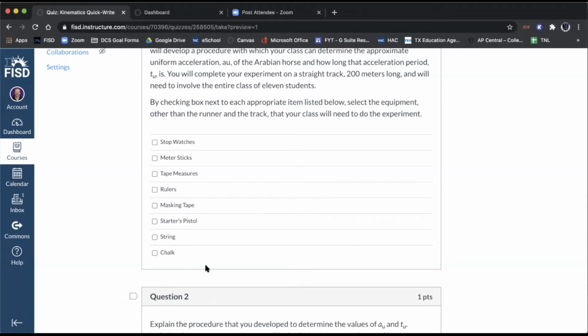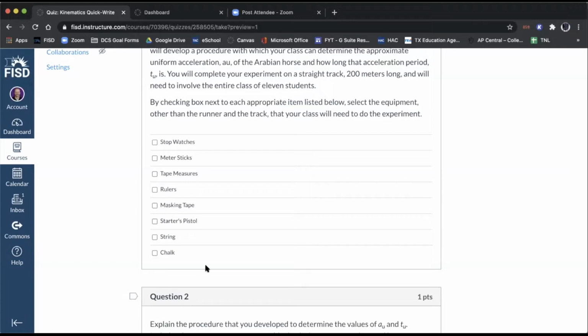You'll need to measure time, so you'll definitely need stopwatches marked. Otherwise, you don't know how long they've been running. We know velocity is distance over time, so we need to mark distance, and we need to know time, that sort of thing.